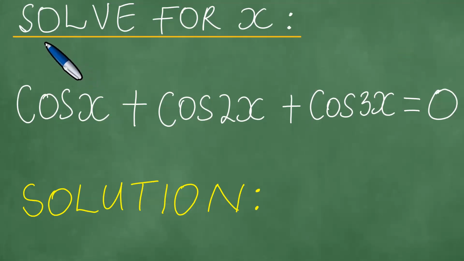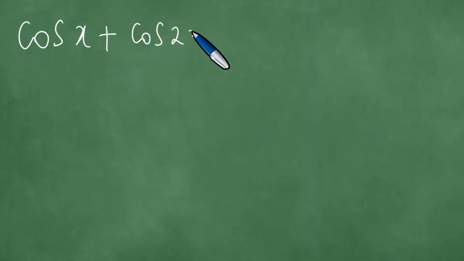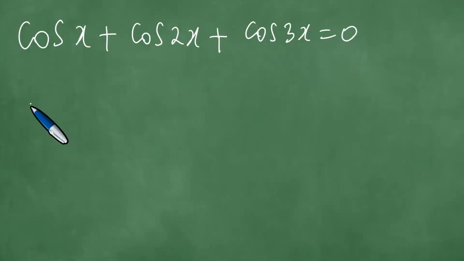Right, we are here and want to solve for x. Given the trigonometric equation cosine x plus cosine 2x plus cosine 3x equals 0, we present a solution to this problem in a step-by-step fashion as follows. So we have been given cosine x plus cosine 2x plus cosine 3x equals 0.